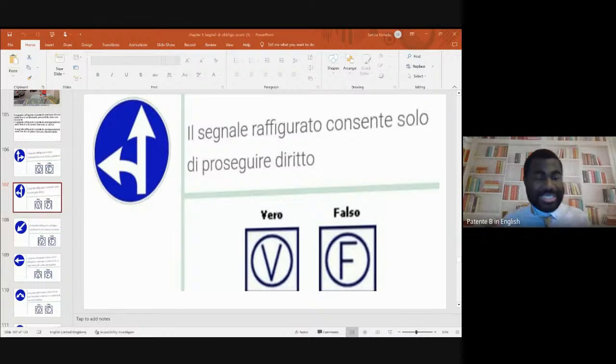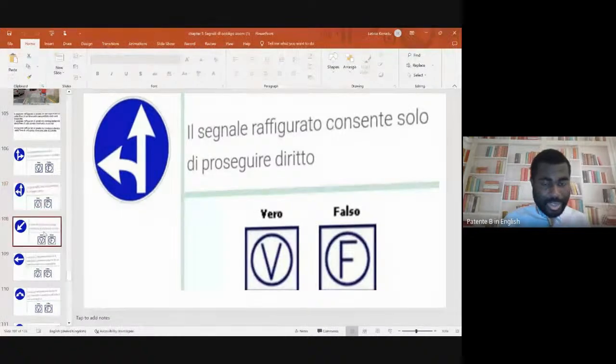And the question says that il segnale raffigurato. So this sign figure consente solo di proseguire dritto. So this sign allows only to go straight. And the answer to this question is false. No. We can go straight and we can turn to our left. Our next question.